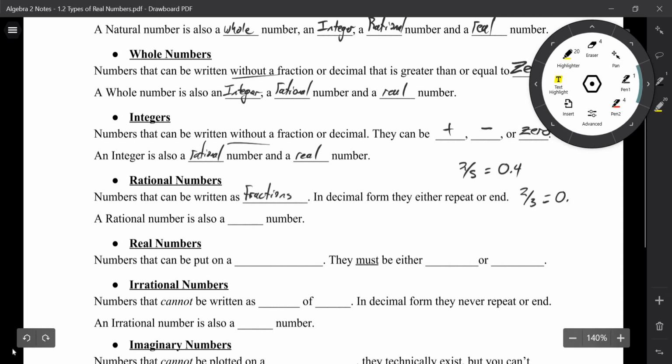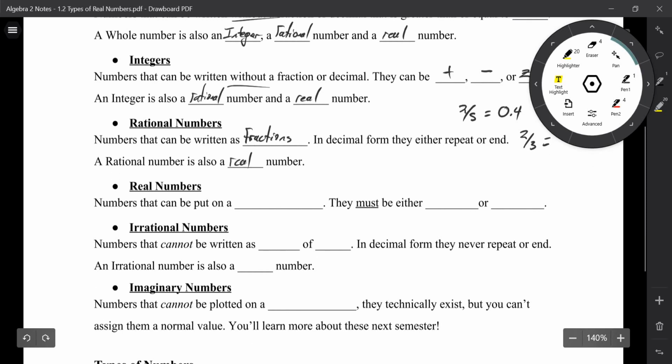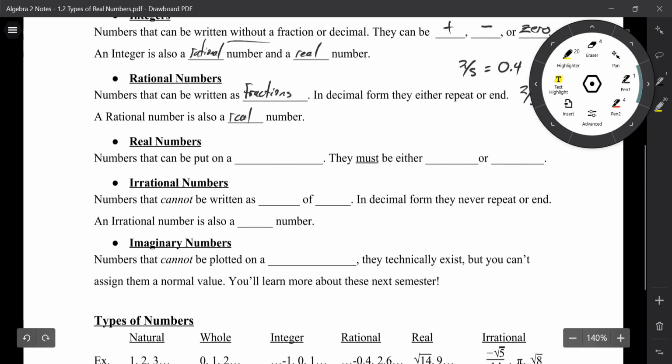Typically that's written as 0.6667... They round up on that very last digit here. But if we keep on going on for infinity, we'd run out of paper. It would just keep going until we run out of space. Rational numbers are also real. Very important to remember. So just like we discussed a little bit lower here, real numbers are numbers that can be put on a number line.